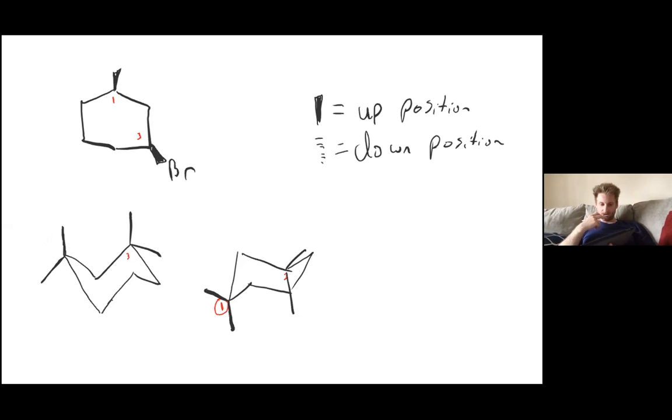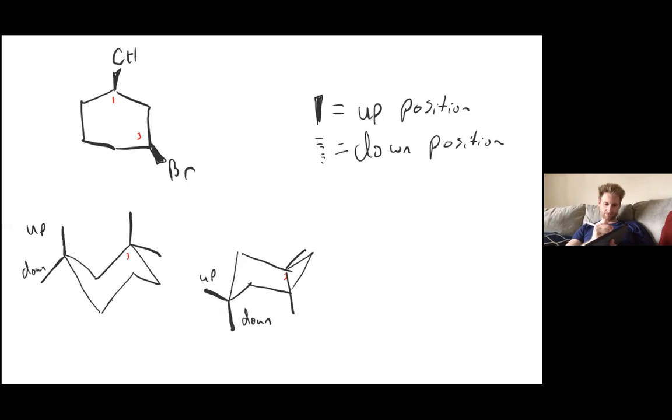If I had to compare these two positions, just looking at their axial and equatorial options, I would say that this is up and this one's pointing downward. If I look at the other carbon 1, I would say that this is going up and this one's going down.